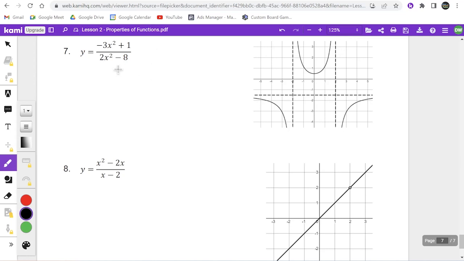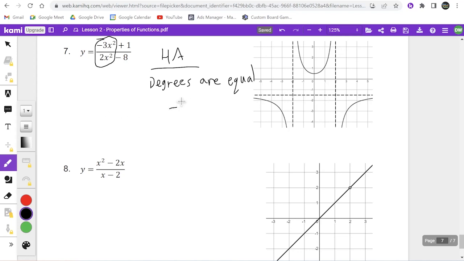Anyways, number 7, y equals negative 3x squared plus 1 over 2x squared minus 8. I'll find the horizontal asymptote first this time. As you can see, the degrees are equal, which goes to what I was saying earlier. You got to look at the coefficients. But what the heck does that mean? Well, let me just circle the part that matters. The part that matters is the degree and the negative 3x squared and the 2x squared.